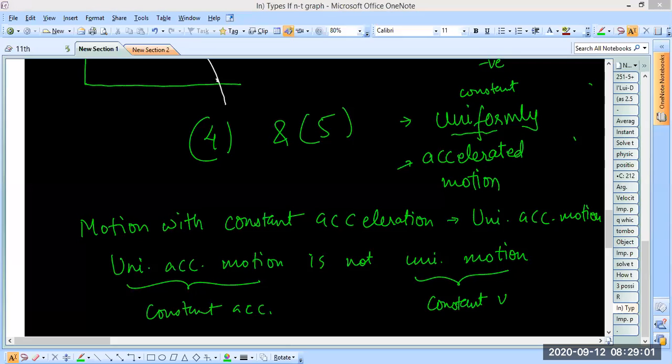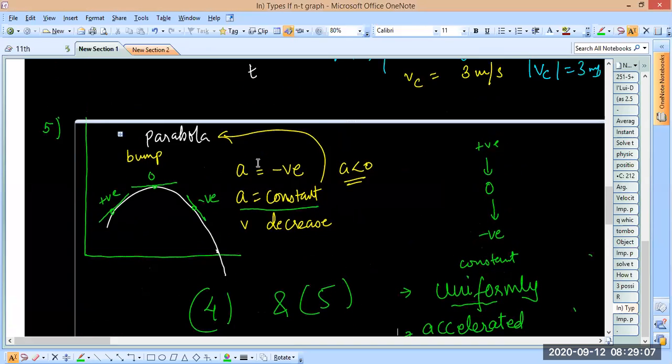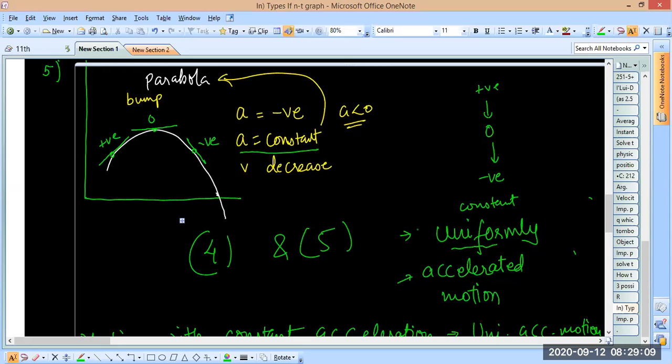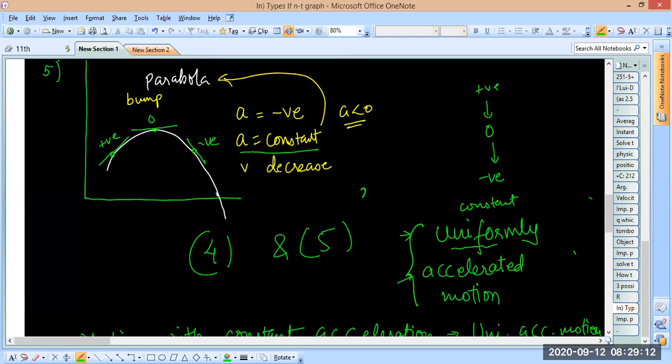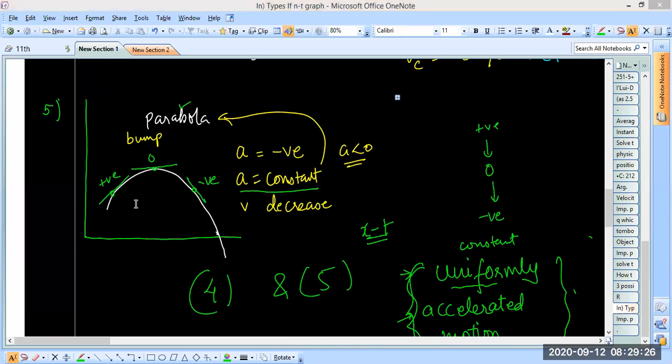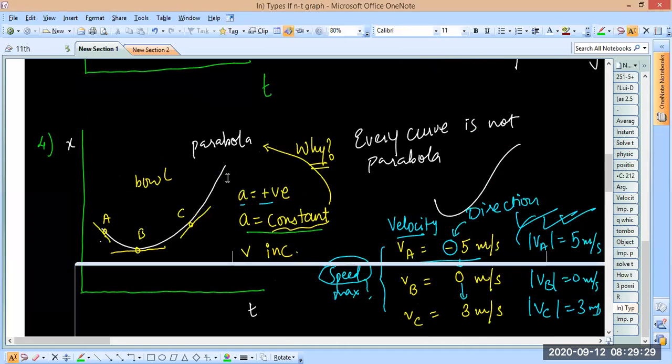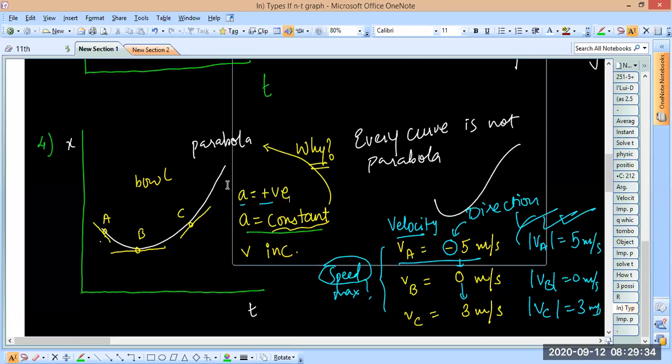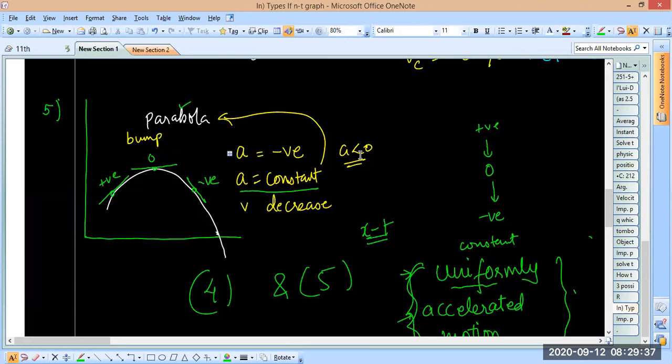So if someone asks you what the xt graph of uniformly accelerated motion looks like, then the one word answer is a parabola. It may be like this or it may also be like this. That depends on the sign of acceleration. If it's positive, it will look like a bowl. If it's negative, it will look like a bump. So that's what we have. Clear?